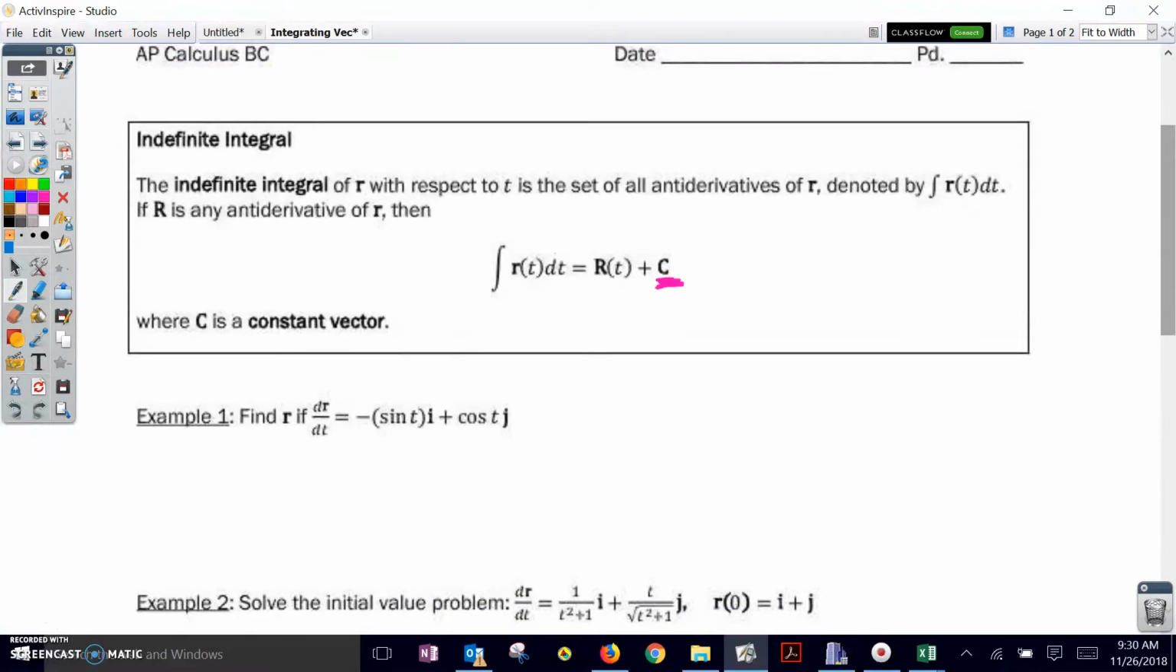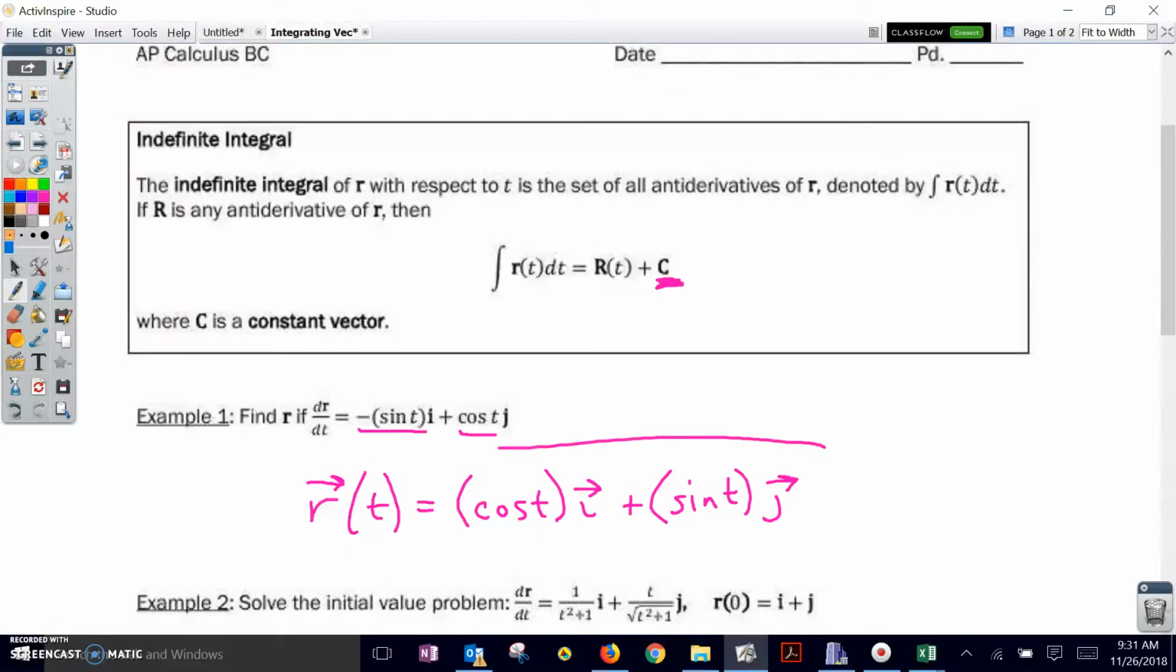Example 1, we're going to find r if dr/dt equals negative sine of t i plus cosine of t j. So for our vector-valued function r of t, I'm just going to take the indefinite integral of this component, and that is going to be cosine of t, so cosine of t i. And then I'm going to take the indefinite integral of this component. That's going to be sine. And so there's my function: cosine of t i plus sine of t j.